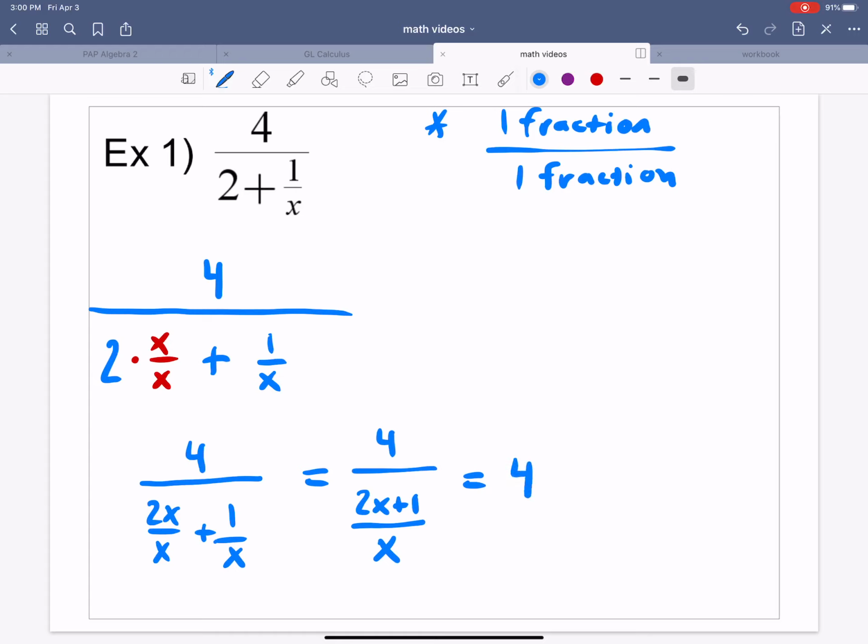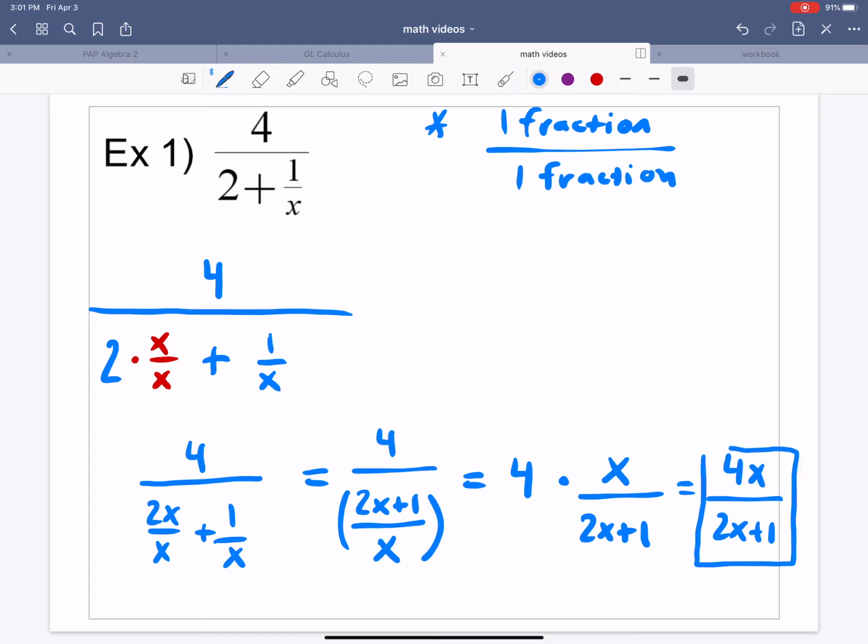But remember that when we divide by a fraction, so 4 divided by 2x plus 1 over x is the same as multiplying by the reciprocal. So you multiply by the reciprocal of this fraction here on the bottom. So we end up getting 4x on the top all over 2x plus 1 on the bottom. And that, ladies and gentlemen, is your final answer.